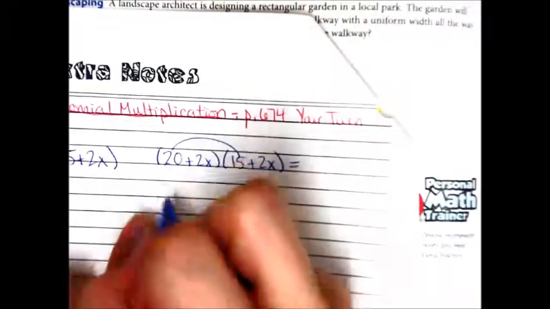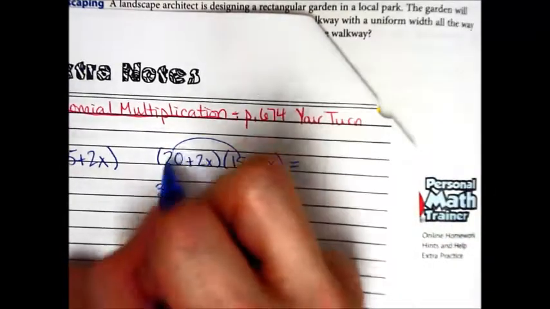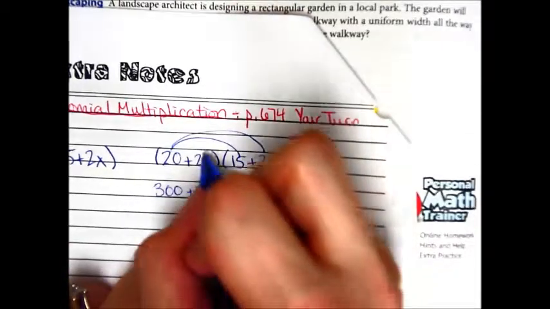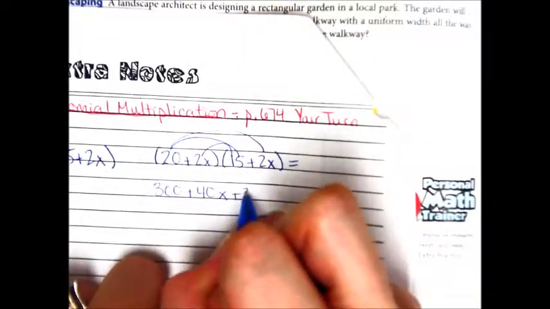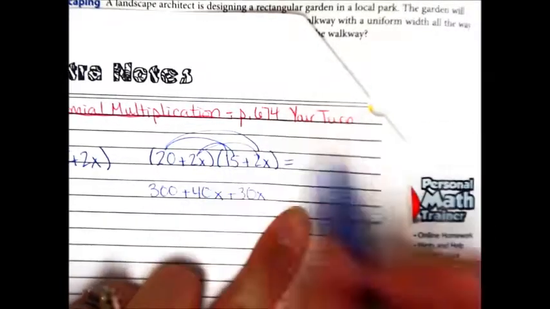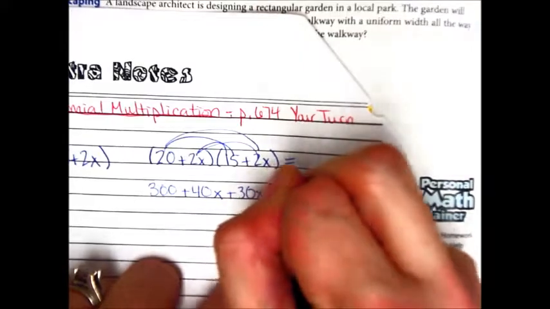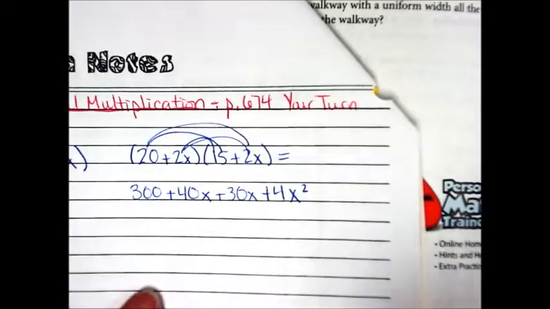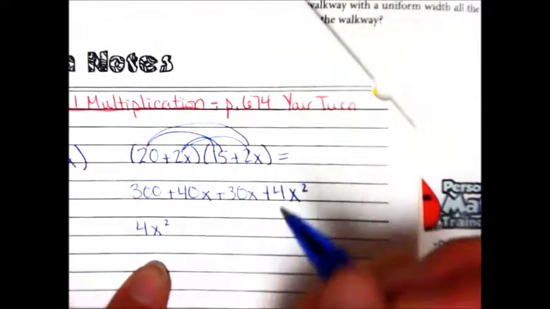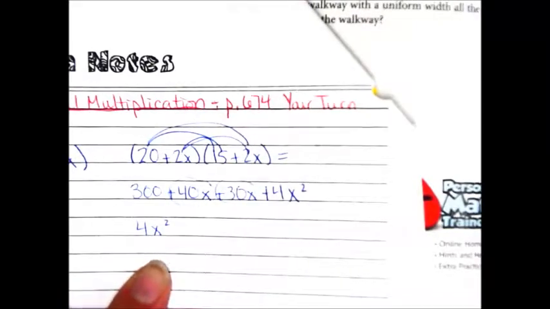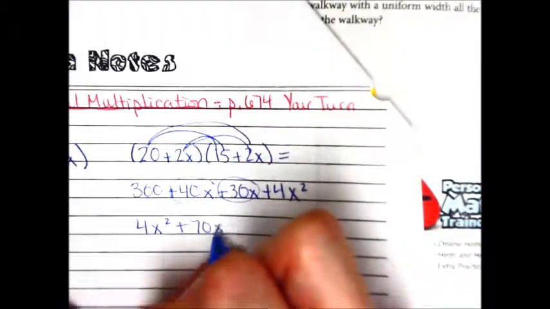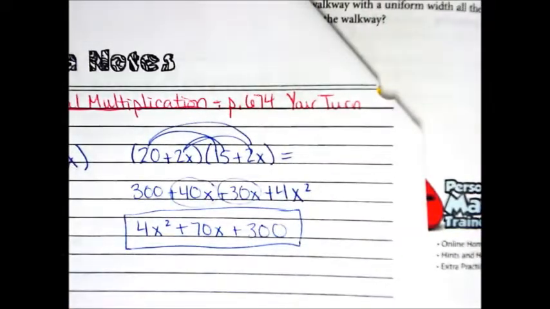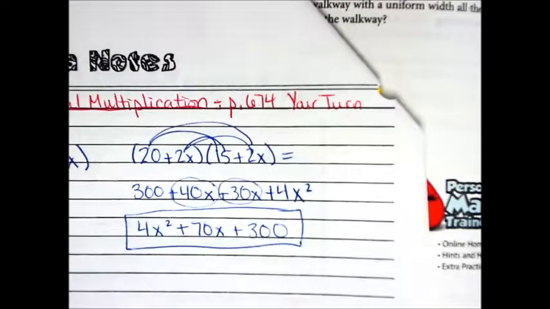First, 20 times 15 is 300. Outer, 20 times 2x is 40x. Inner, 2x times 15 is 30x. And last, 2x times 2x is 4x squared. Now, that is not in standard form, and it is not simplified. So, first of all, 4x squared should go first. Second of all, 40x and 30x should get combined and be 70x. And then your 300 should go at the end. The area of the garden plus the walkway is 4x squared plus 70x plus 300.